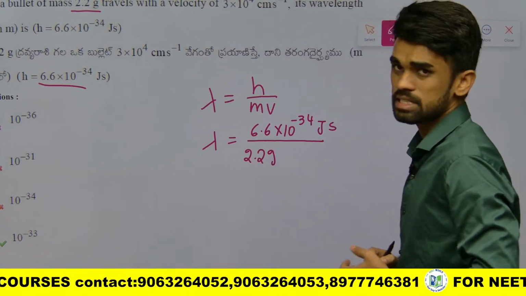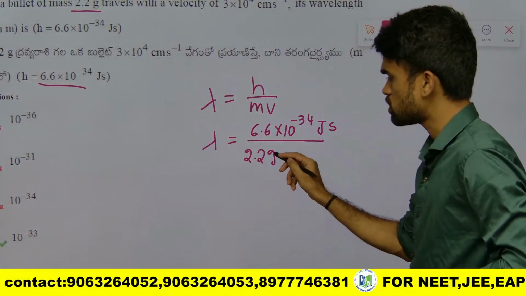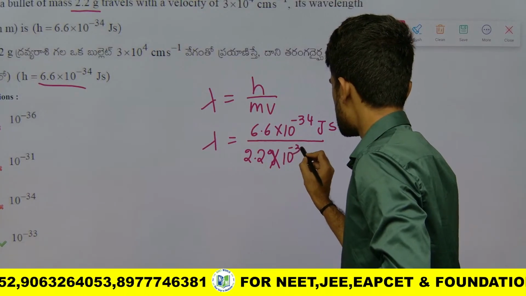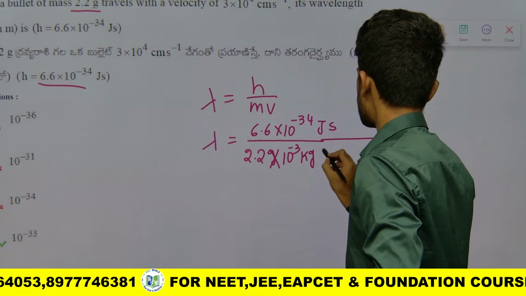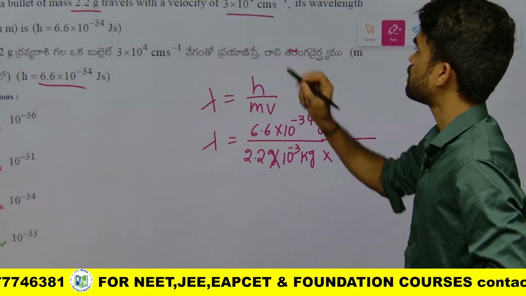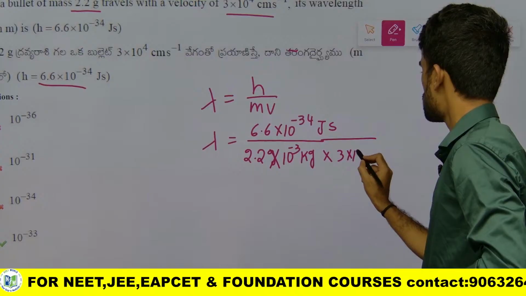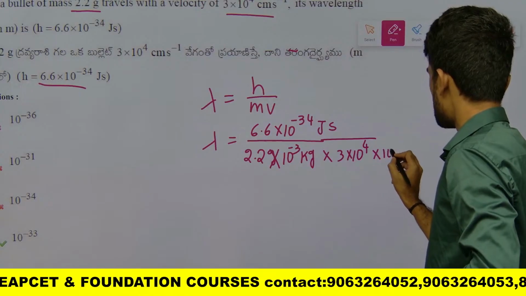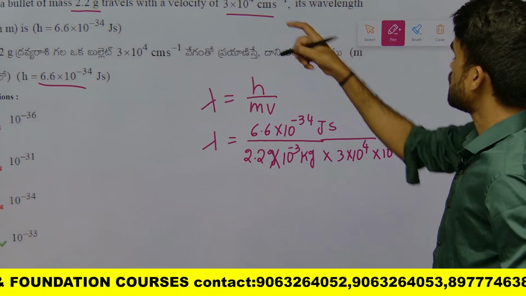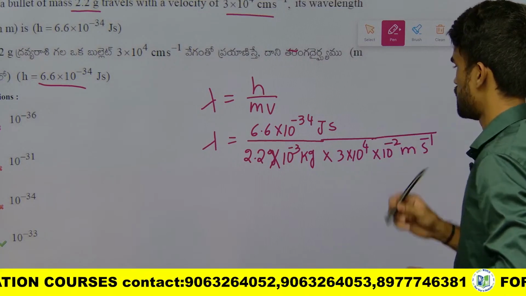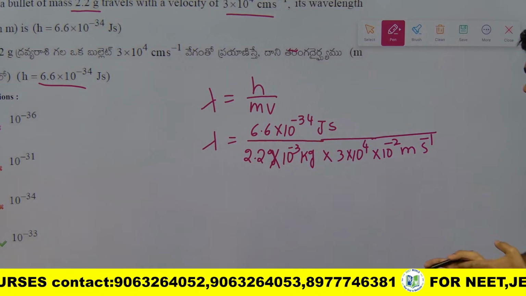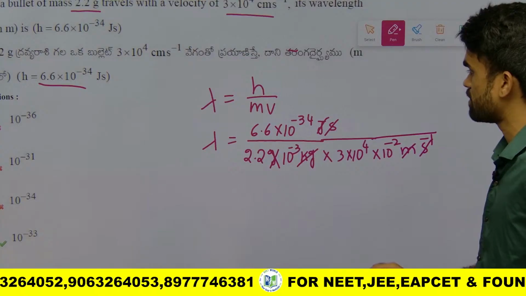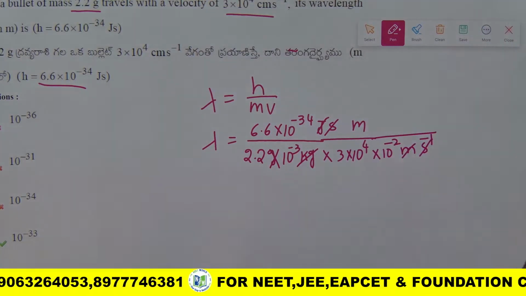Joule is in SI units, so we can convert these grams into kgs by multiplying with 10 power minus 3 kg. I am writing like this. Next, what about the velocity mentioned? It is 3 into 10 power 4 centimeters, and we need to write it in meters. Centimeters means 10 power minus 2 meters, multiplied with second inverse. If you see, joule second inverse, so the kg will be cancelled, and we will be remaining with one more meter from this joule.